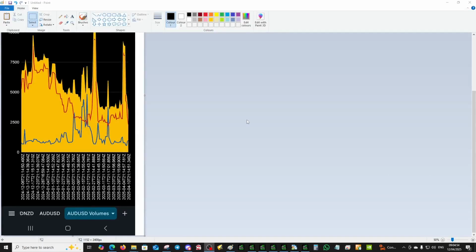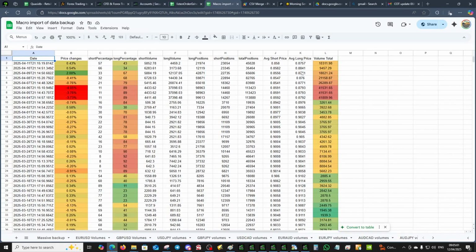Good morning, guys. I just need to make a video on the new sheet. The new sheet's got the volume data. In fact, it's got everything, but we're just looking at volumes at the moment. So there's things to do and things not to do, and this is a video for that.